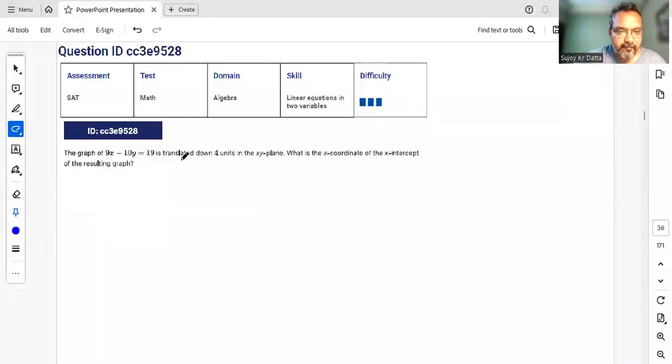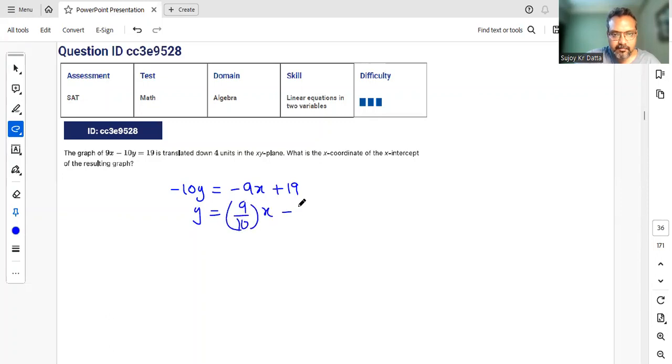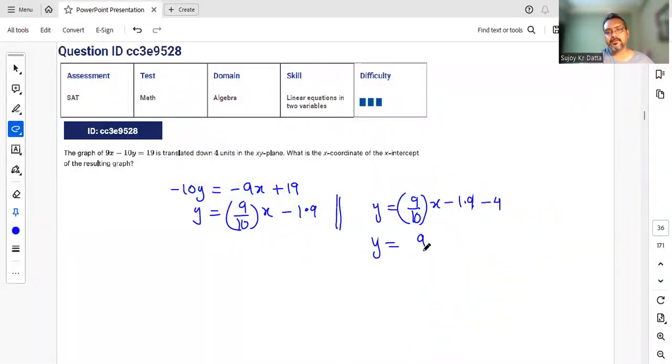So the graph of 9x minus 10y equals 90 is translated down by 4 units. We have done a similar question once. They're saying the x-intercept. So let's convert this to slope-intercept form first. Negative 10y would be minus 9x plus 90. So y equals 9/10 x minus 9, dividing by negative 10. Translated down by 4 units means you subtract 4 from the constant. The new function will be y equals 9 over 10 x minus 9 minus 4, so it becomes 0.9x minus 13.